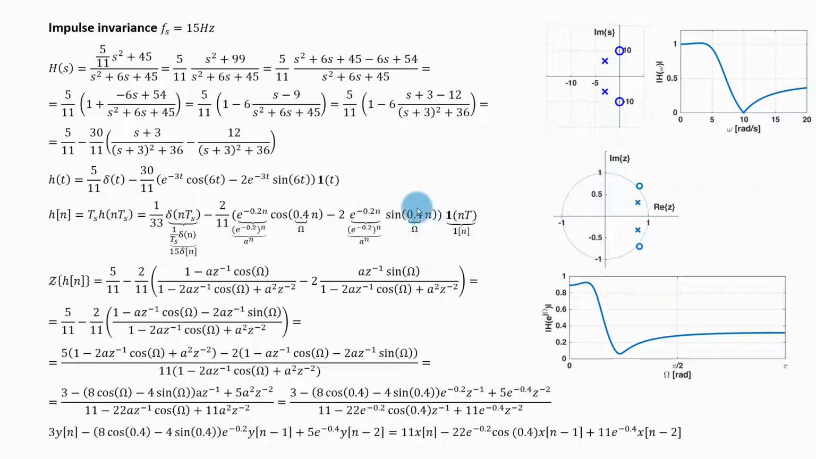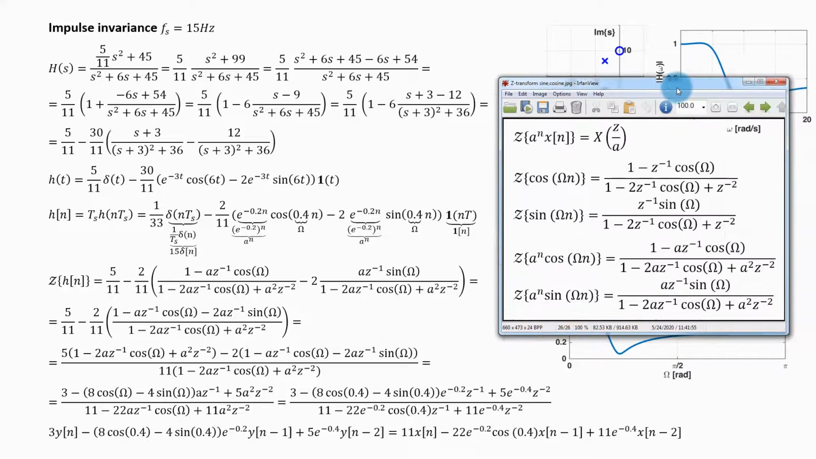I will denote this constant and this constant by omega, and I will rewrite this exponential and this exponential like this, which I will write like this. Now I can take the z transform of this discrete impulse response. For that purpose, I will actually use the formulas for the z transform of cosine and sine.